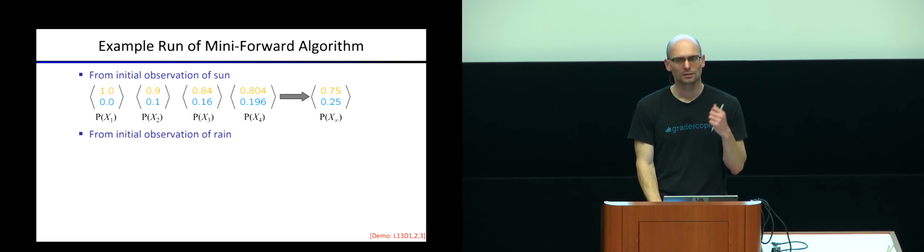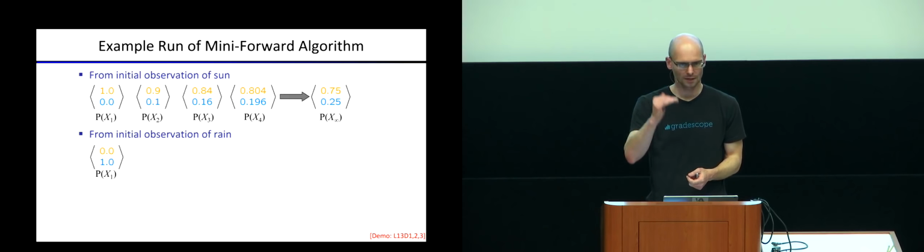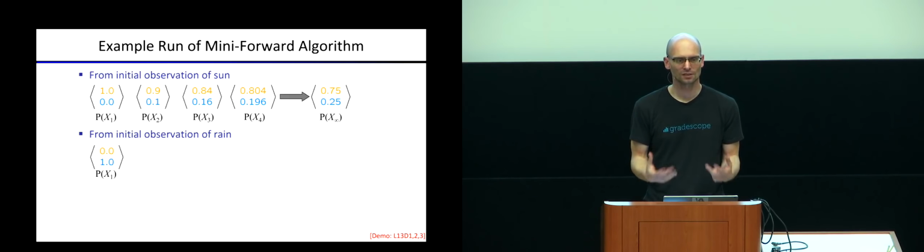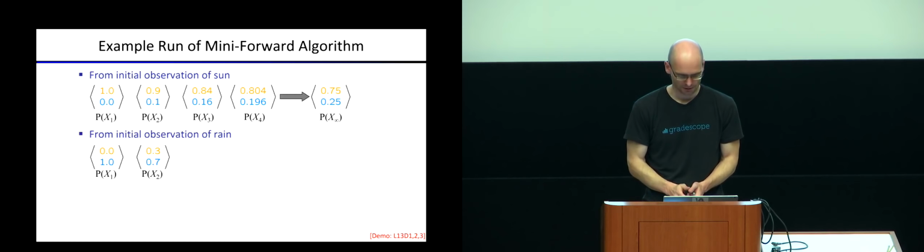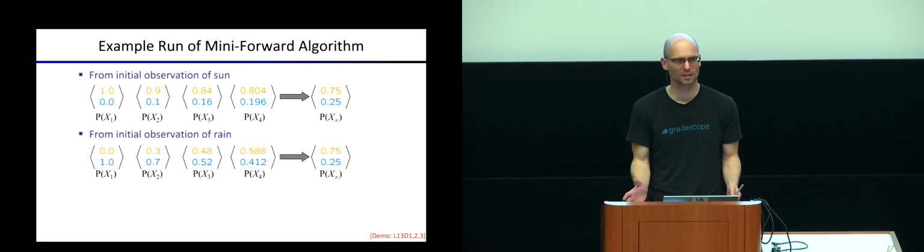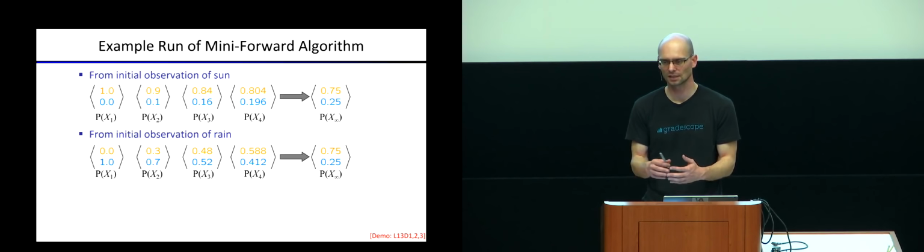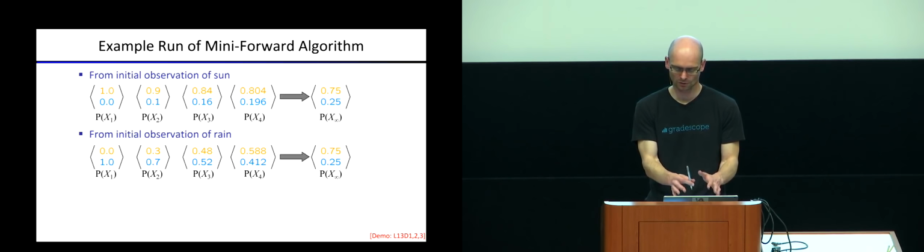Okay, what about if initially we observe it's raining? So we start from 0 and 1. We can follow the same update equation. We now get 0.3, 0.7. And we can repeat this process over and over and over and see what happens. We actually end up with the same distribution at time t equal infinity. So just like value iteration, policy evaluation, it doesn't matter how you initialize your values. There it was because it decays over time because of the discount factor. Here it's a slightly different effect, which we'll discuss in a little bit.